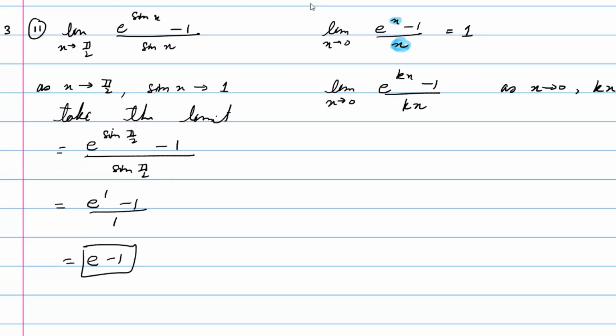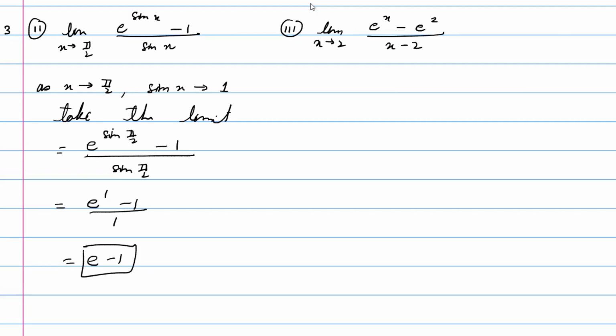So always check whatever x is approaching. Is the numerator becoming 0? Is the denominator becoming 0? If both of them are becoming 0, there is something that you can do with it. But in this particular case, both were not becoming 0 because the value of e is approximately 2.7 something. So you don't need to fear. You just take the limit.